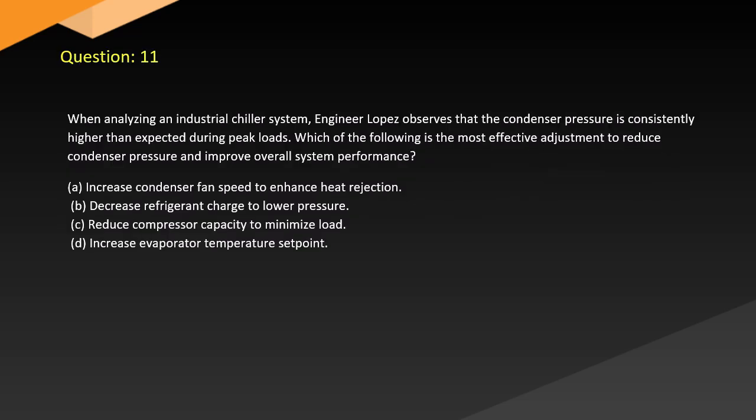Question 11. When analyzing an industrial chiller system, engineer Lopez observes that the condenser pressure is consistently higher than expected during peak loads. Which of the following is the most effective adjustment to reduce condenser pressure and improve overall system performance? A. Increase condenser fan speed to enhance heat rejection.